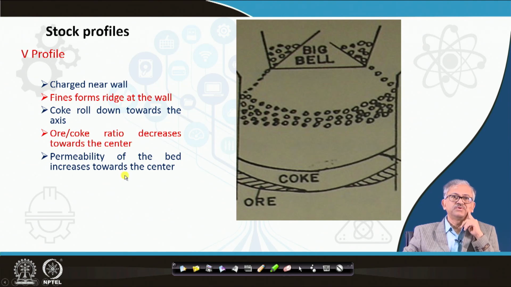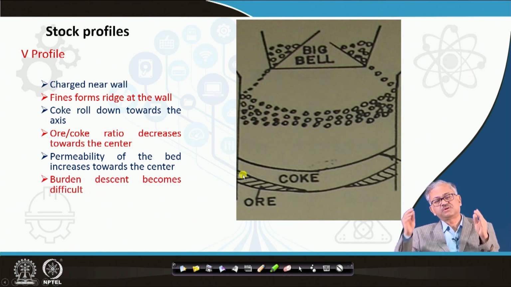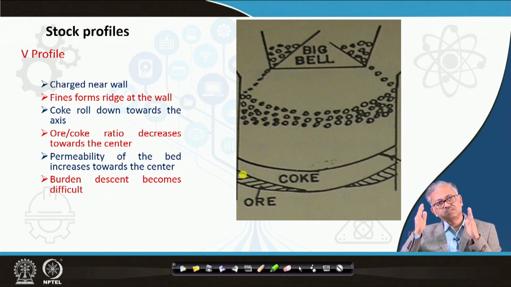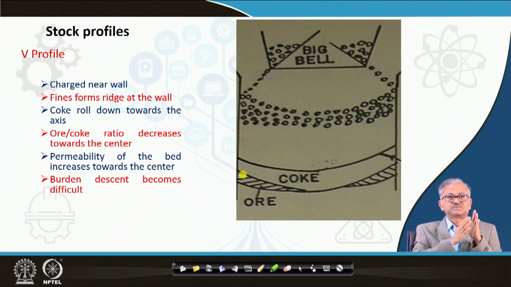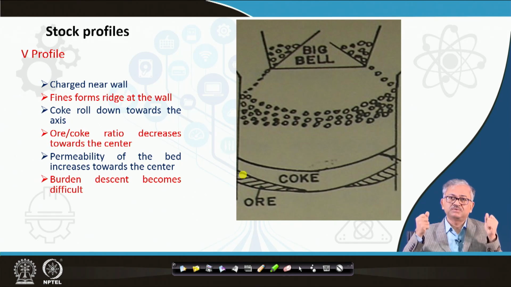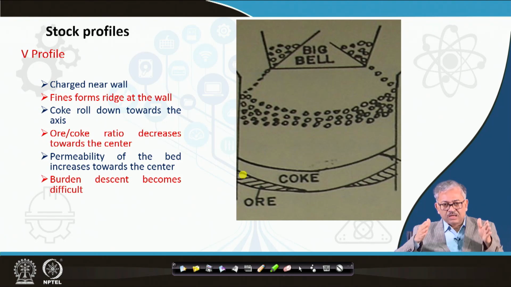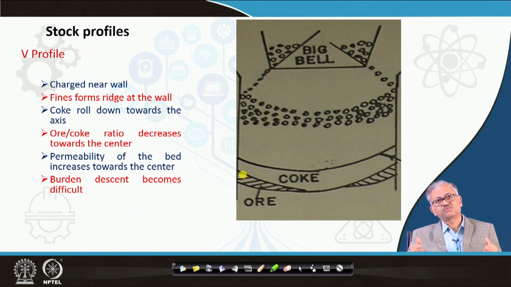Okay. So as a result, what happens? The permeability of the bed increases towards the center, obviously, and the burden descent becomes difficult here, because you are accumulating the fines near the wall, right? Since there is fines accumulation, the coefficient of friction will be higher because fines give more resistance to the movement. So as a result, across the wall, it will be difficult for the burden material to come down because of a lot of resistance due to friction from fine generation.